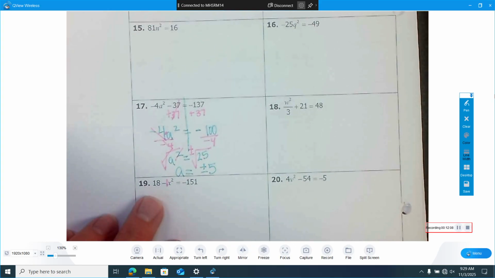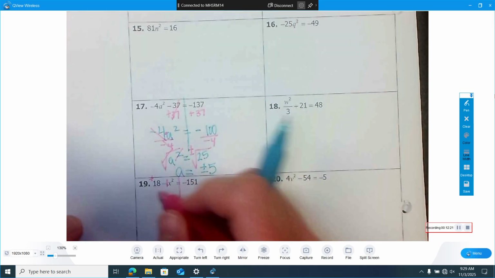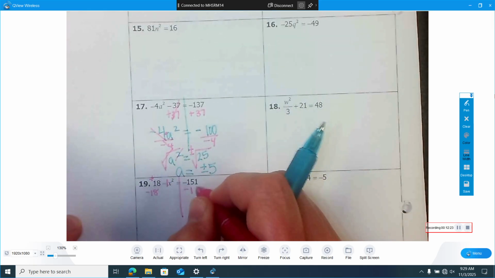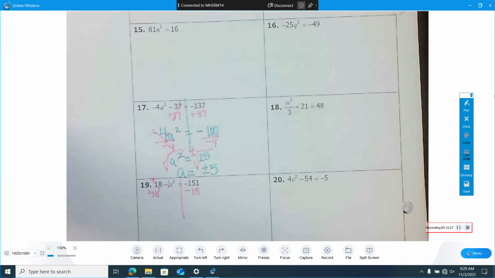Now, this is a positive 18 minus 1x squared equals negative 151. What do we need to do first? Subtract the 18. I'm going to draw my little wall. I'm going to subtract 18 from both sides. Positive 18 and negative 18 is 0, so they go away.